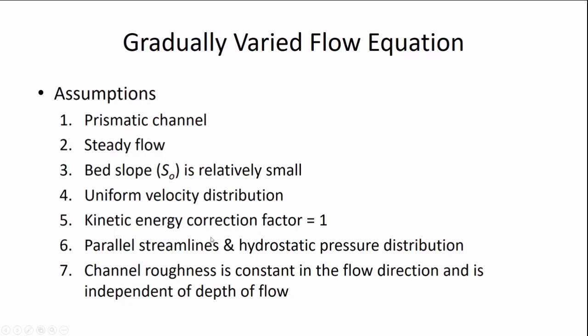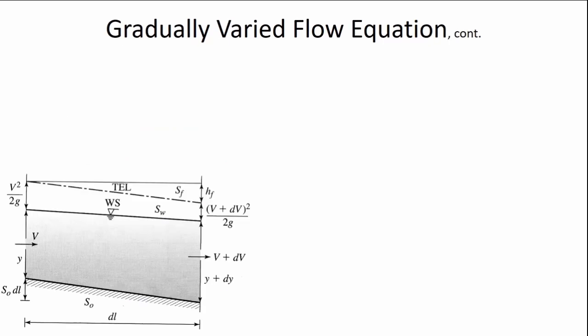Parallel streamlines and hydrostatic pressure distribution, and then we assume that the channel roughness is constant for whatever section we're applying this equation over. That is, you're not going to have a section of concrete with a relatively smooth roughness and then gravel. You would only be able to apply this over sections where the roughness coefficient is the same. So you'd have to break it up into pieces if the roughness varies through different sections.